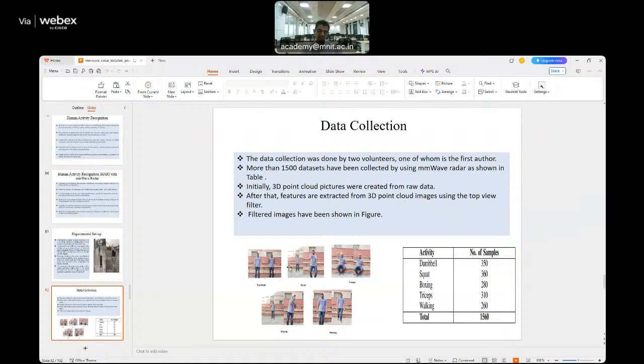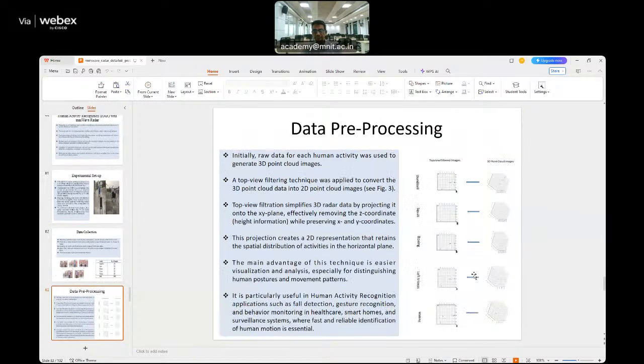Here they are using the dumbbell, here a squat, here triceps, here boxing, here walking. So that way these many samples were taken. Data pre-processing: initially raw data for each human activity was used to generate 3D point cloud images. What you are seeing here is a 3D point cloud, and then we are converting it into a 2D point set. When converting to 2D, you neglect the Z dimension. This is the top view, shown in figure 3.